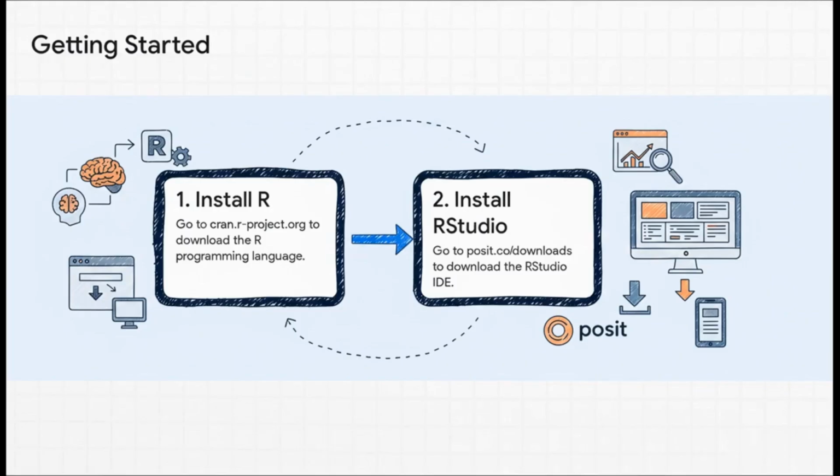And you know what? Getting set up is so easy. Seriously, it's just two simple steps. First, you grab the R engine from its official home, the CRAN website. Then you pop over to Posit's website and download the RStudio dashboard. And that's it. You're literally all set, ready to hit the road on your data journey.